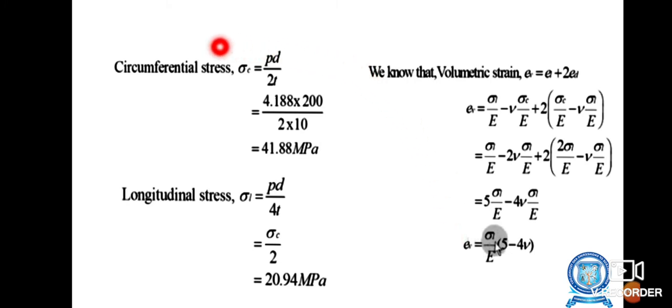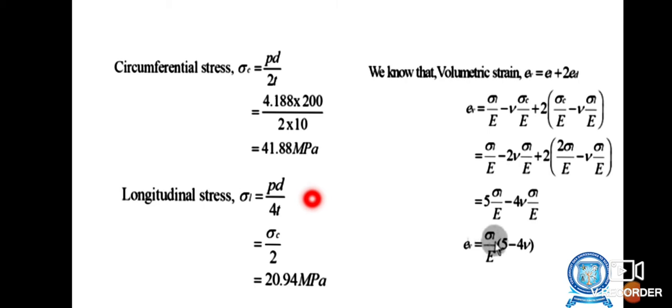So next we can find out the circumferential stress. Sigma C is equal to PD divided by 2T. We know the pressure value: 4.188 into 200 divided by 2 into 10. So finally we got the answer: circumferential stress equal to 41.88 megapascal.